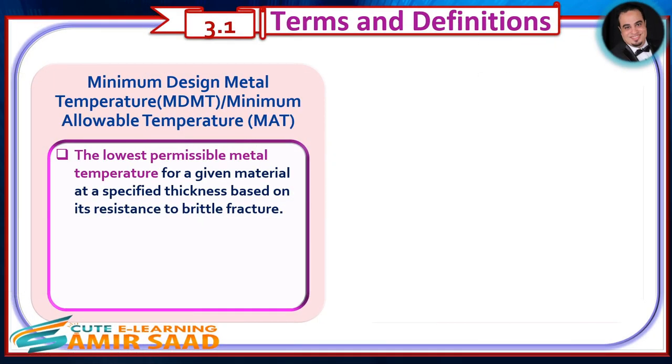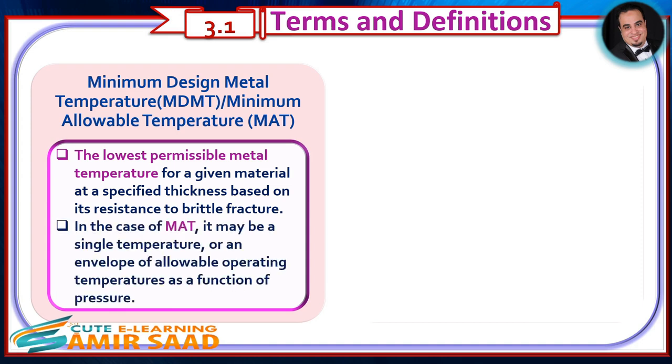Minimum design metal temperature, MDMT. Minimum allowable temperature, MAT: the lowest permissible metal temperature for a given material at a specified thickness based on its resistance to brittle fracture. In the case of MAT, it may be a single temperature or an envelope of allowable operating temperatures as a function of pressure.